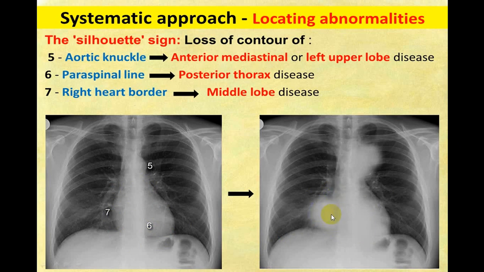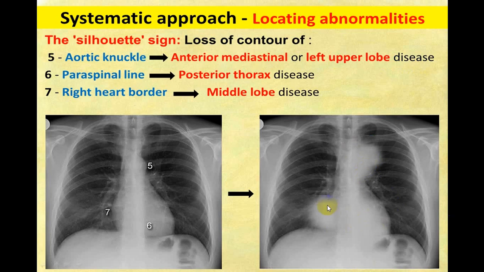So this can be due to the pericardium or can be due to lung. So it can be because of the middle lobe of the lung or it can be because of the heart. So this is a silhouette sign, one. Now if you look here at the aorta, there is one shadow here. Since it is close to the aortic knuckle, it is the anterior mediastinum or a left upper lobe, or it may be related to the aorta itself. Maybe aortic aneurysm, or maybe anterior mediastinal mass, or maybe some left upper lobe pathology. So this will be the way you will be able to identify.